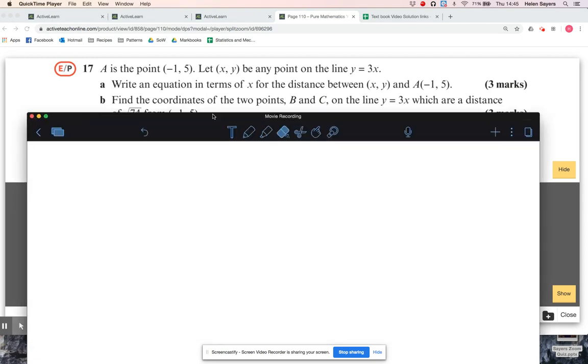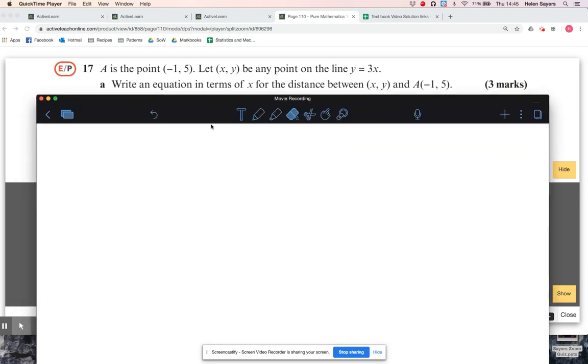Okay, so we should only need the first part of the question to be able to answer A, so if we cover the rest of it up so it doesn't distract us. Okay, so write an equation in terms of x for the distance between those.